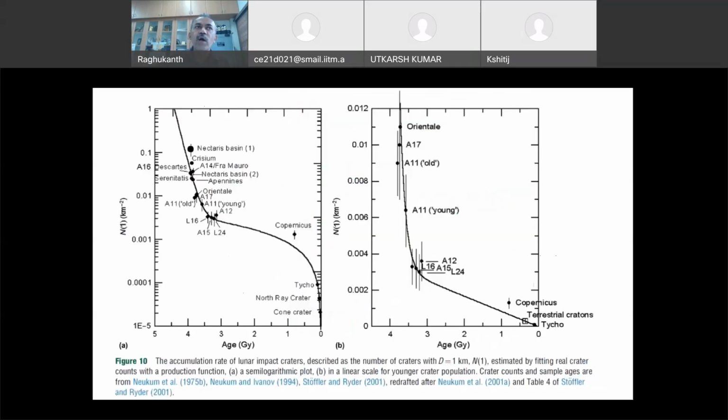This is how people have found out the ages of, like, Copernicus crater and Tycho crater. They found out N(1) for this. If you plot it in this graph, it looks somewhere here. So the age of Tycho crater is this much. That is how we try to estimate the absolute ages of the craters.